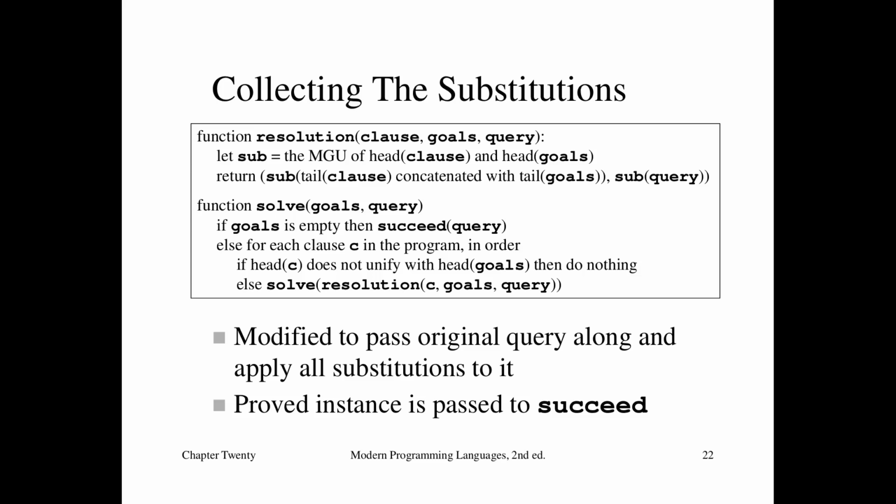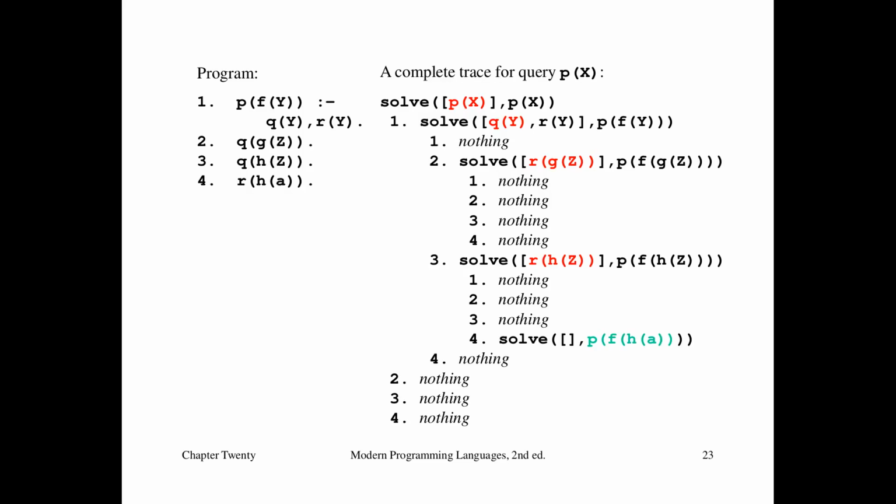So resolution now takes in the actual query itself. Solve takes in the goals and the query, and if the goals are empty, then we succeed on the query. Else, we do everything else as before, just that we are now providing more information, right? And now the proved instance is passed to succeed, which is useful.